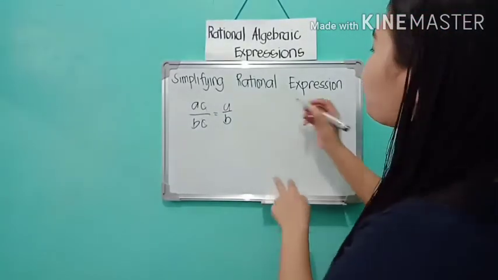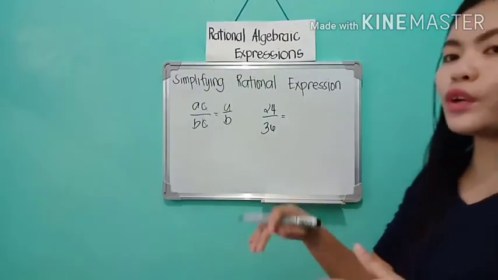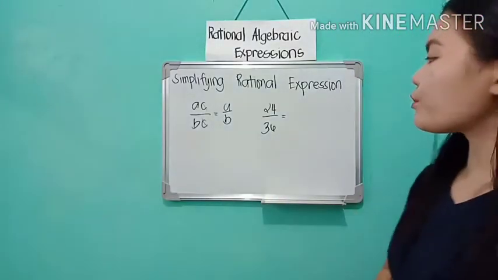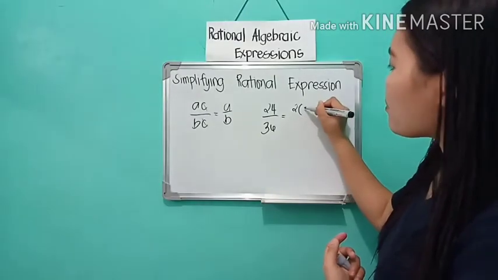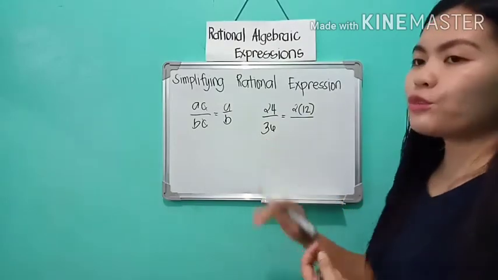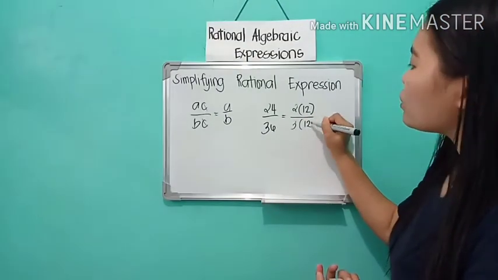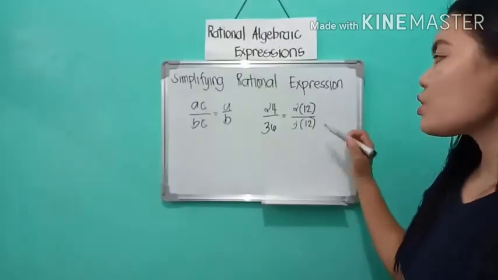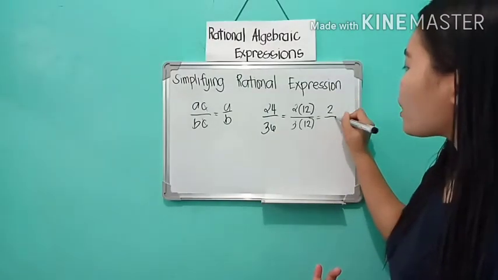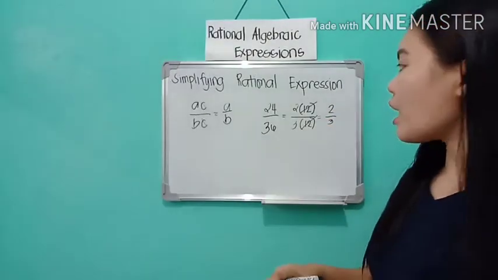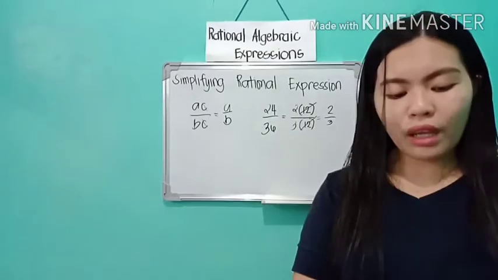For example, we have 24 divided by 36. What we're going to do first is to find the greatest common factor. The greatest common factor of these two is 12. The factor of 24 is 2 times 12, and the factor of 36 is 3 times 12. So in this form, our C here is 12. So 12 divided by 12 is equal to 1, times 2 is equal to 2. So we have here 2 over 3 because this was cancelled, and the quotient is 1, and multiplied by 2 over 3 is also equal to 2 over 3. So this is how we're going to simplify fractions.